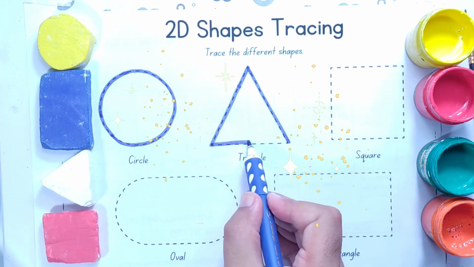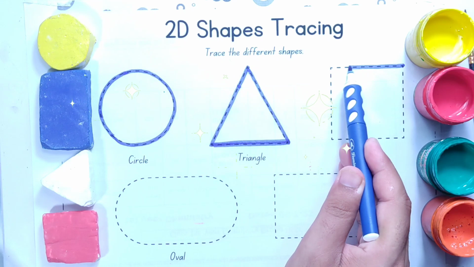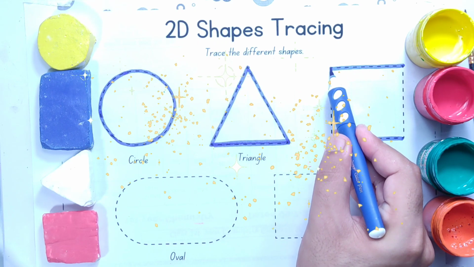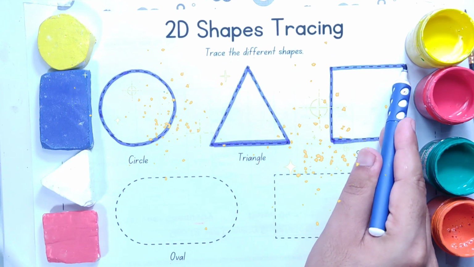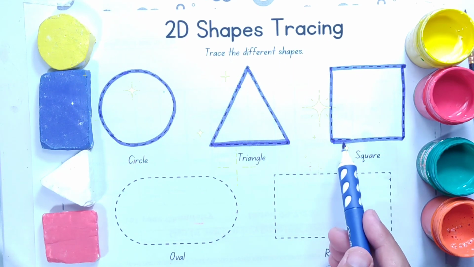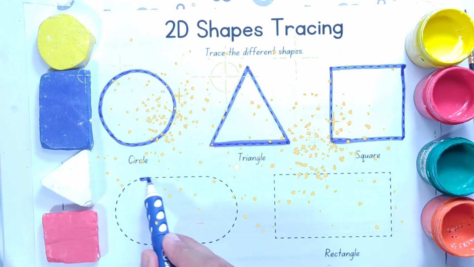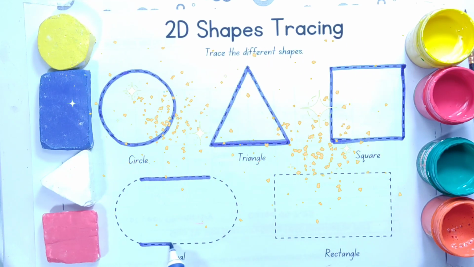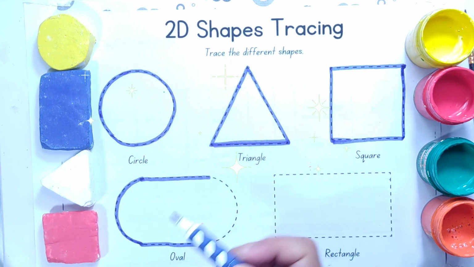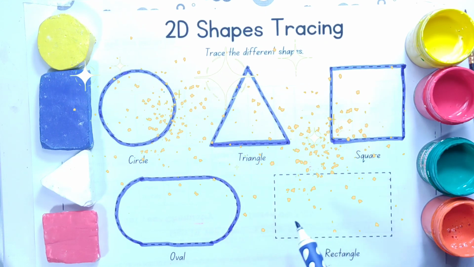So this is a triangle. And here it is a square. This is a square. So now here this is an oval shape. Oval means egg shape.